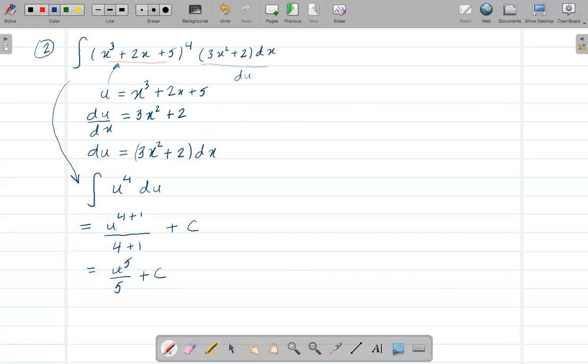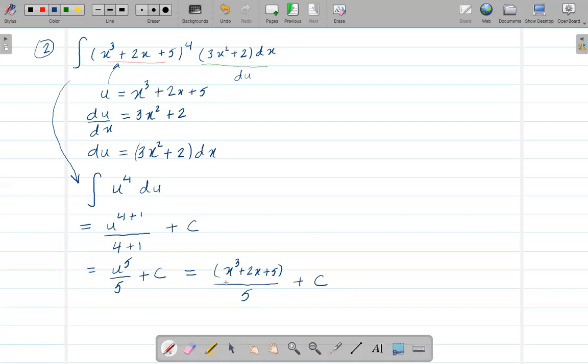Again, we got the answer in u form, but the original equation is in x form. So now I can just substitute this back to x. This u is this whole thing, so instead of u, I can write the whole thing again: x to the power 3 plus 2x plus 5, all to the power 5, divided by 5, plus c. So this is the final answer.